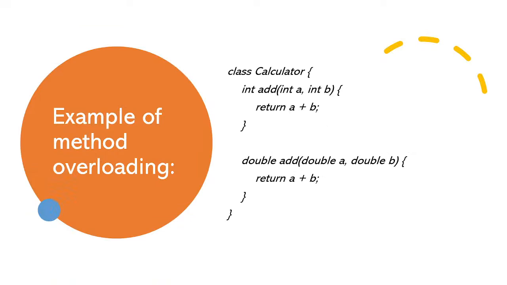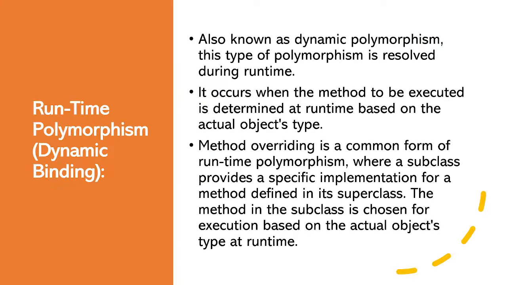Method overloading. Giving an example for method overloading, here you have a calculator class. In that we have an int add, taking in variables int a and int b and returning it. And another one is double. So the return type is different and it has the same function add, and the parameter type is double here. So like this, it is nothing but method overloading. So this is one thing.